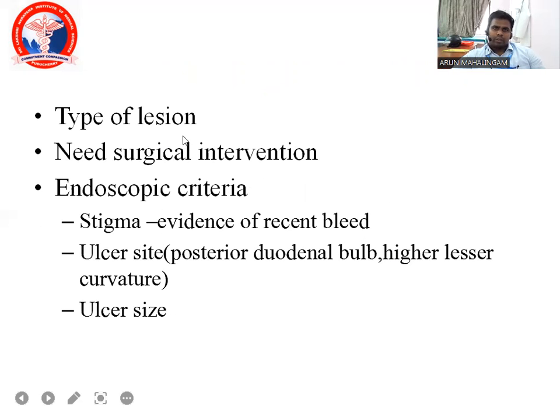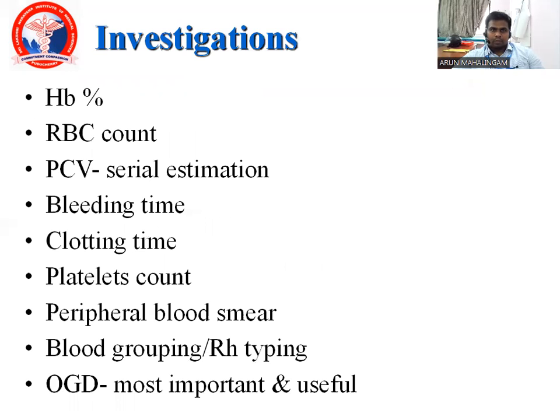Type of lesions we will be taking on: need for interventions, endoscopic criteria, stigmata, evidence of bleed, ulcer site, posterior bulb, and high lesser curvature ulcer site. These are some dangerous points which cannot be taken up by endoscopic procedures.